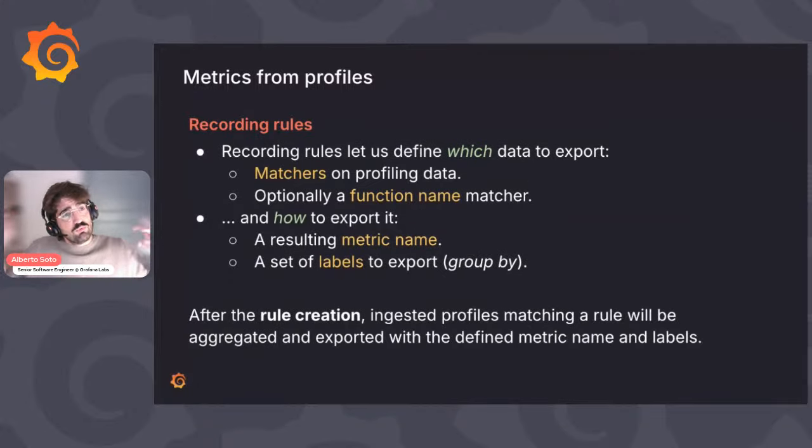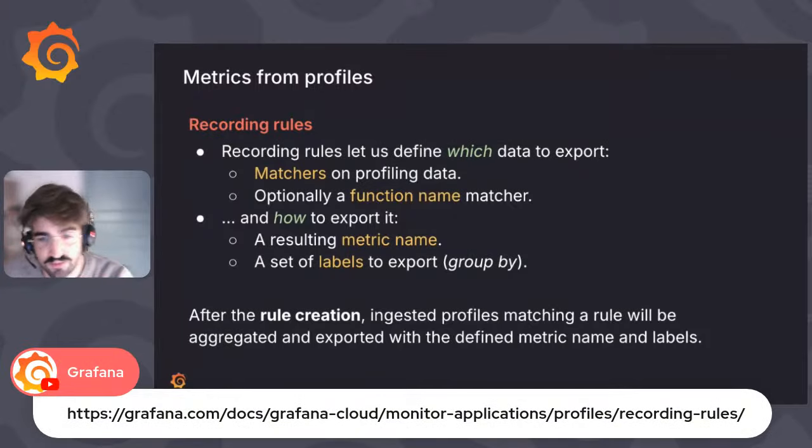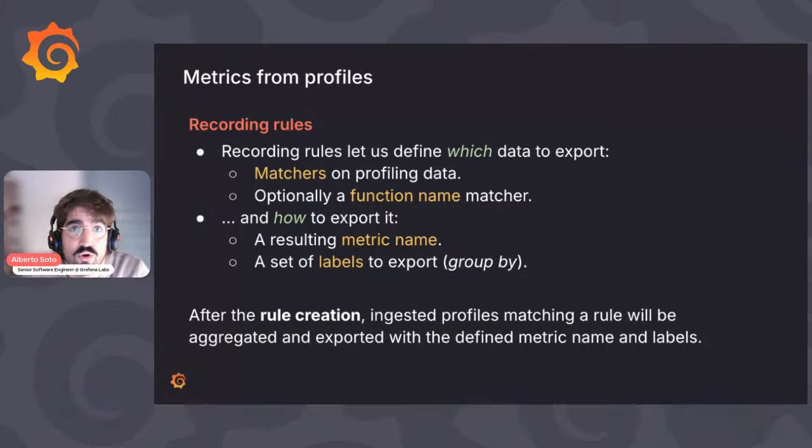How do you do metrics from profiles? You do it with recording rules. Recording rules is a name we found convenient because a lot of people in the community are familiar with Prometheus recording rules, and also because it explains how it works. It's a rule that records data. Recording rules let us choose which data to export. So you can have a filter on a service name. You can have a filter on any pprof label.